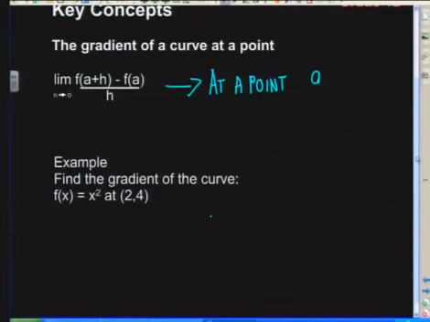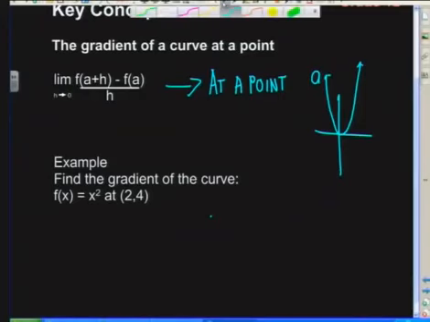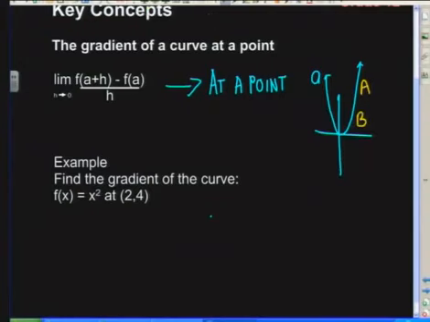To find the gradient of a curve between 2 points, so we're not talking about 1 point, but if I've got a curve, and again I'm going to stick to the easy parabola, and say I had a point A and then B, and I wanted to find the gradient between those 2 points, A and B, then what you would have learned to do last year, or from grade 11, is to draw a line between those 2 points, and then the gradient of that straight line would be the gradient between those 2 points, okay? That was finding the average gradient.